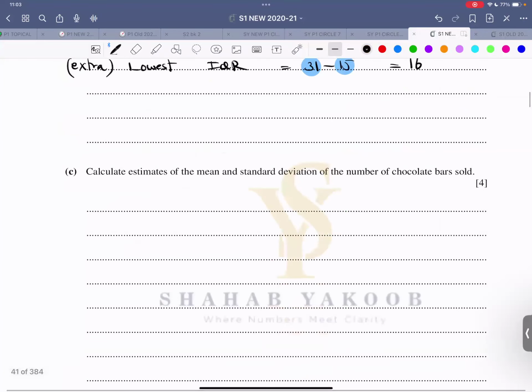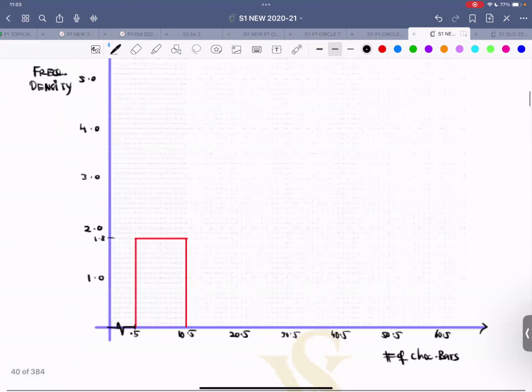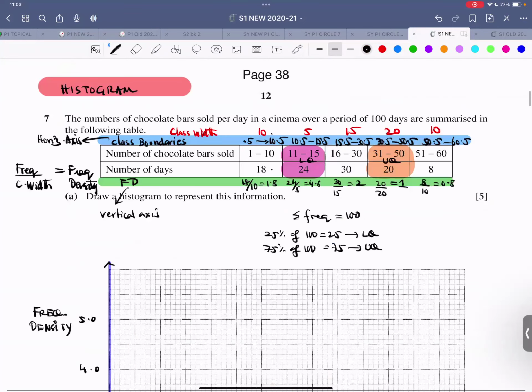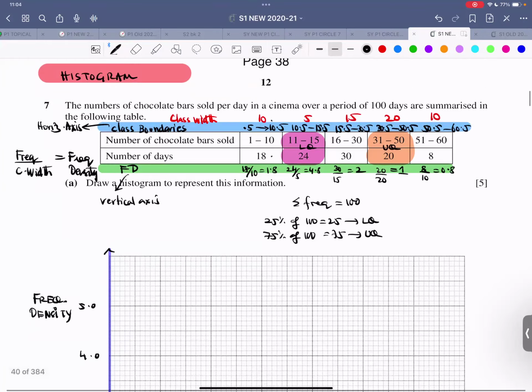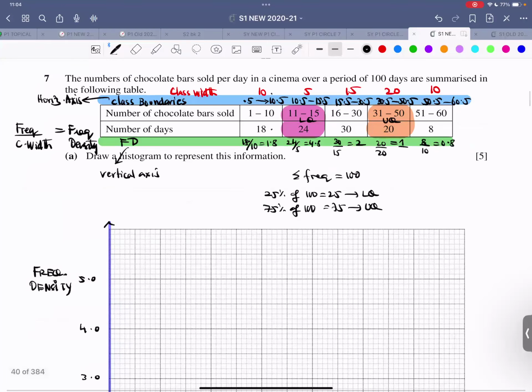Calculate estimates of the mean and standard deviation of the number of chocolate bars sold. Now I need the mid value. So 1 to 10, that is 11. The mid value of this is 1 to 10, that is 11. 11 divided by 2 is 5.5.